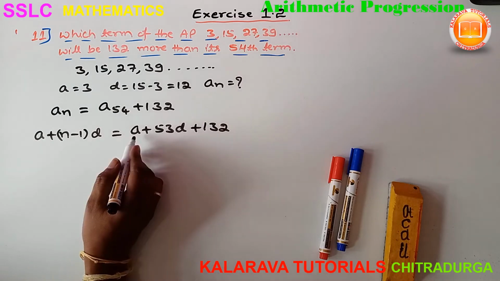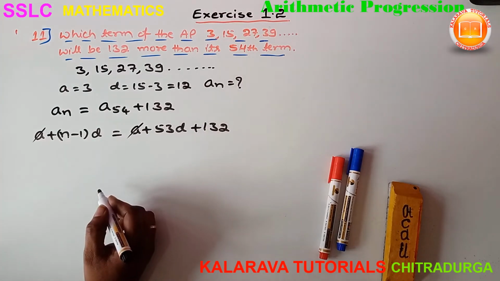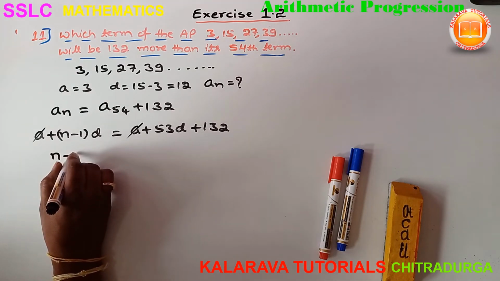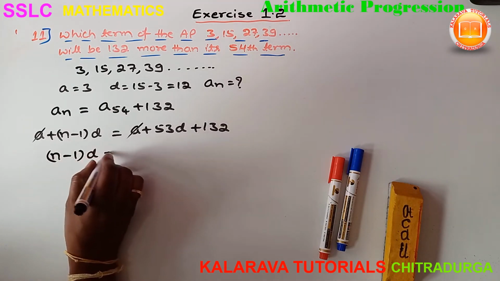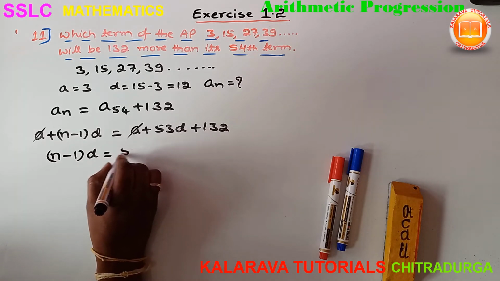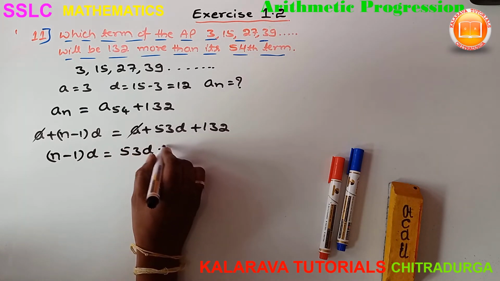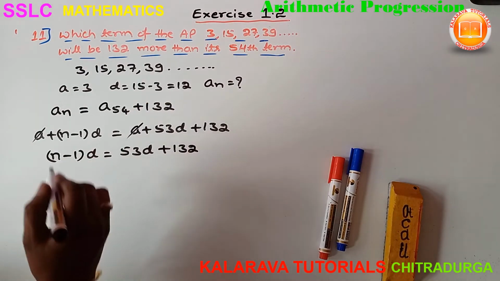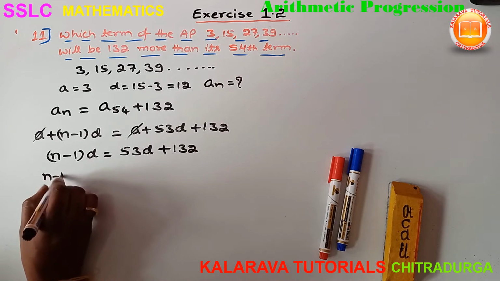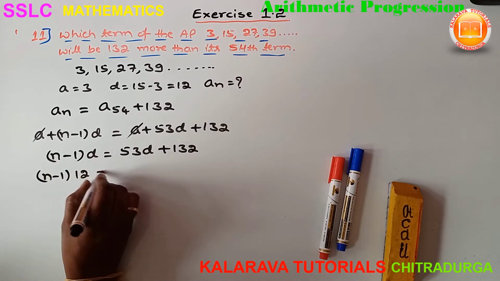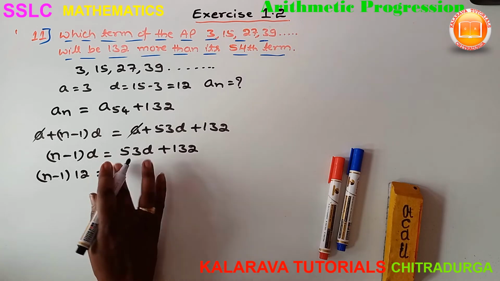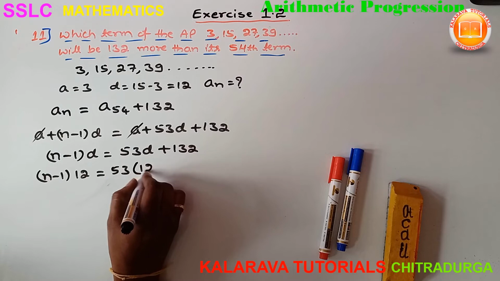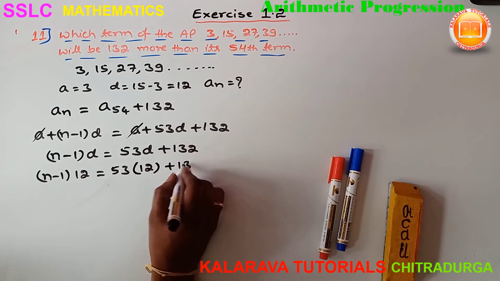When we transfer this A to the left hand side, that becomes minus. Here A gets cancelled. So now we have to write this one: (n minus 1) into d is equal to 53d plus 132. Here we have the value of d, 12. We have to substitute here the value of d. (n minus 1) into 12 is equal to 53, that is 53 into d, that is 12, plus 132.